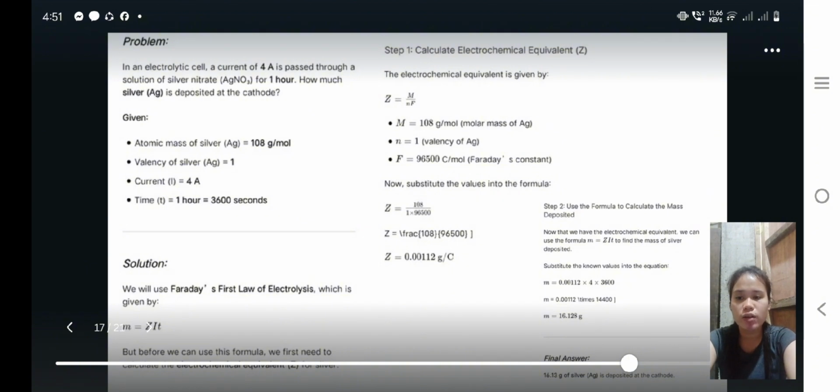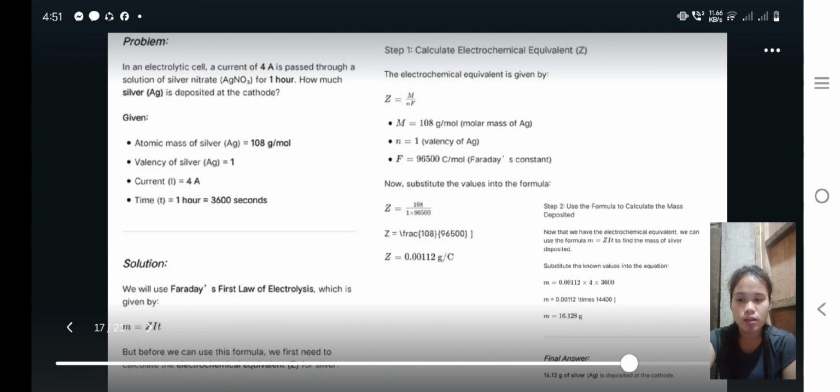So now that we have the electrochemical equivalent, we can use the formula M equals ZIT to find the mass of silver deposited. So substitute the unknown value into the equation. So nag-given naman yung Z, right? The equivalent. So M equals 0.00112 times 4, which is the valency, which is the current, and the T is the time.